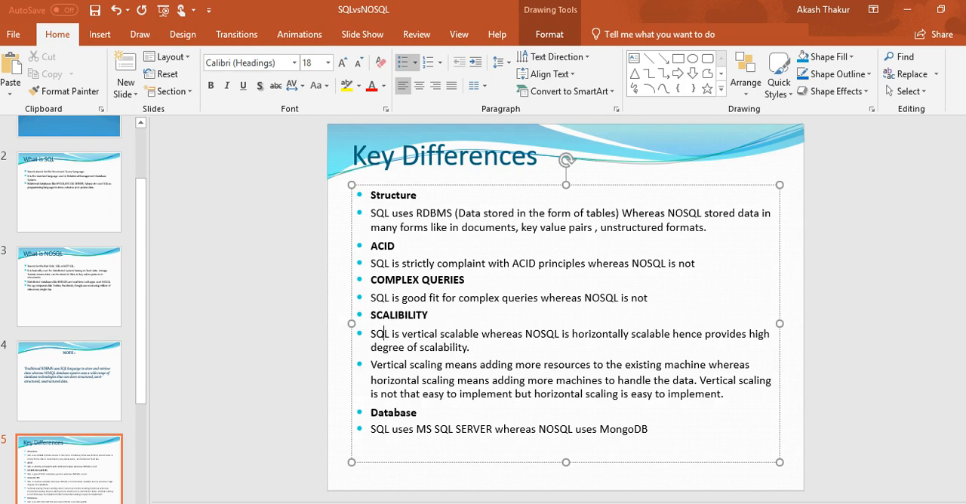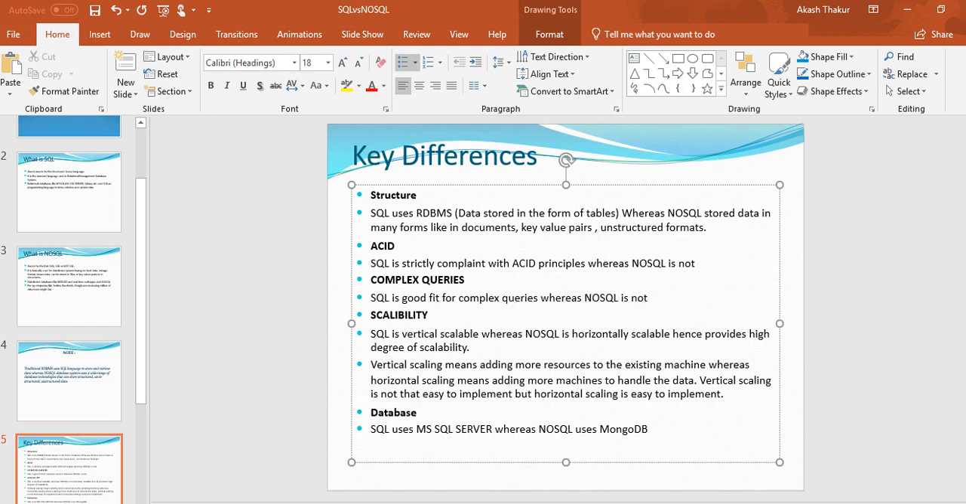I'll tell you what vertical and horizontal scalability are. Vertical scaling means adding more resources to the existing machine, whereas horizontal scaling means adding more machines to handle the data. Vertical scaling is not that easy to implement, but horizontal scaling is very easy to implement. So that is why NoSQL has a bigger benefit compared to SQL when we talk about the scalability factor.